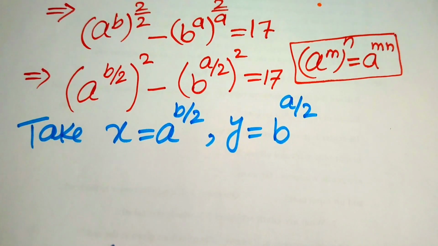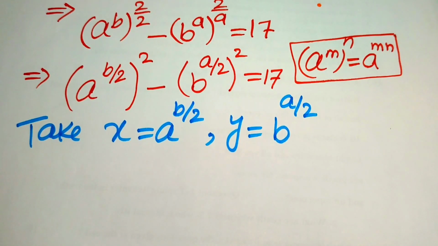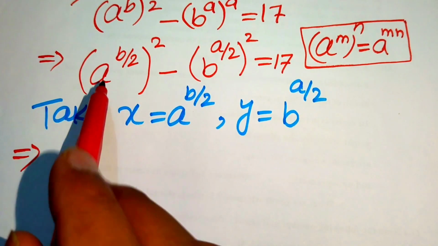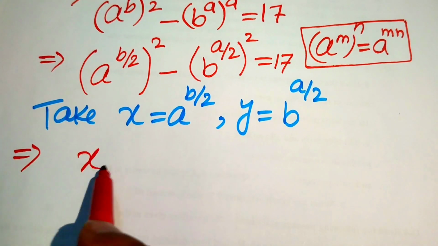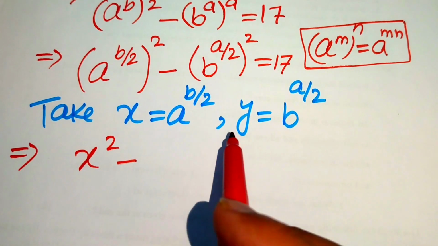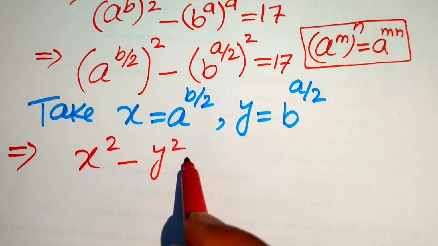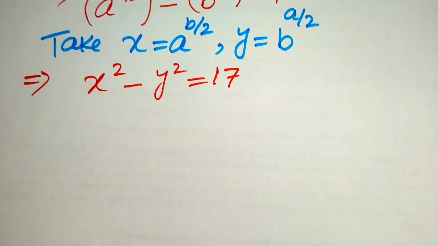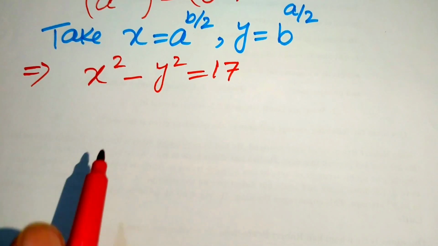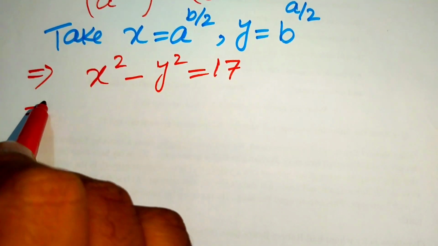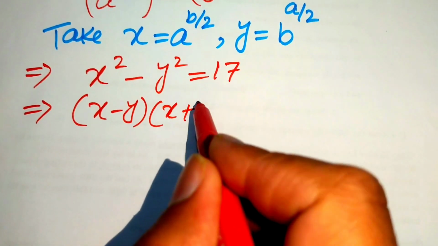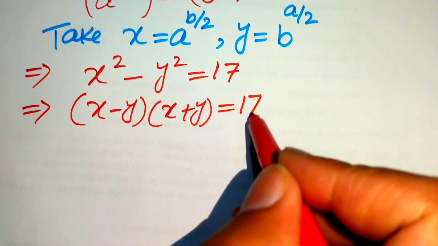So we substitute these two values into the above equation, and our equation becomes in this form. We put this value equal to x, so it becomes x square, minus we put this value equal to y, so it becomes y square, and this whole equals 17. And now you see it becomes a nice algebraic identity, and we know that x square minus y square equals x minus y times x plus y equals 17.